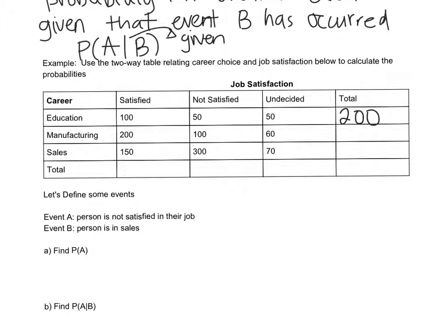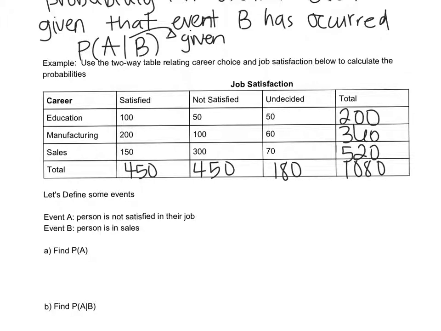The total number of people in manufacturing who are satisfied, not satisfied, and undecided is 360. The total number of people in sales who are satisfied, not satisfied, and undecided is 520. When we total that all together, we get 1,080. Next, we look at the totals of satisfied, not satisfied, and undecided people: satisfied is 450, not satisfied is 450, and undecided is 180.